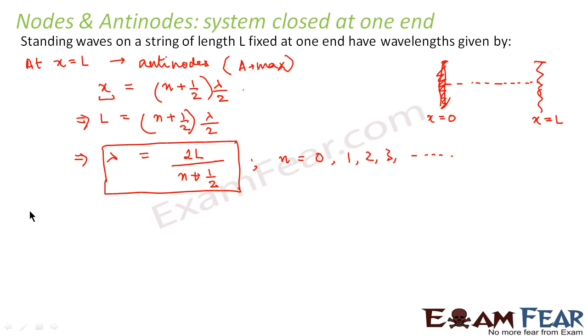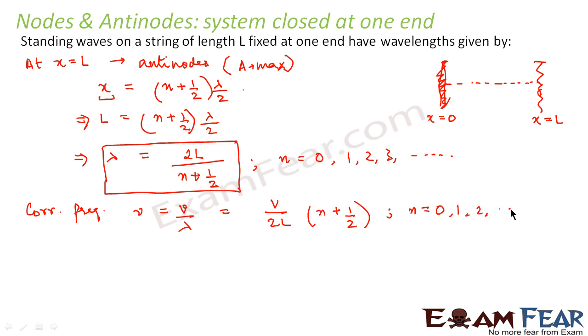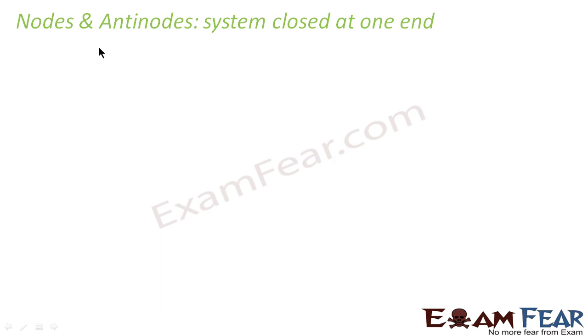The corresponding frequencies in this case would be nu is equal to v by lambda, where v is the speed of the traveling wave. So from here we can write nu is v by 2L (n plus 1 by 2). These frequencies will tell us the different modes of oscillation in the case of a string which is closed at one end but open at the other end. With the help of this expression, we will find out the various modes of oscillation. First of all, we will talk about the fundamental frequency, or what we know as the first harmonic.